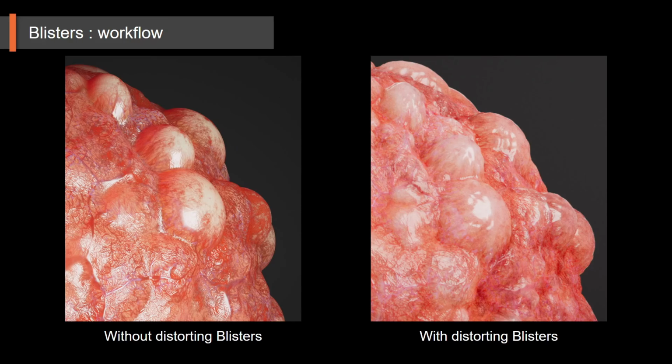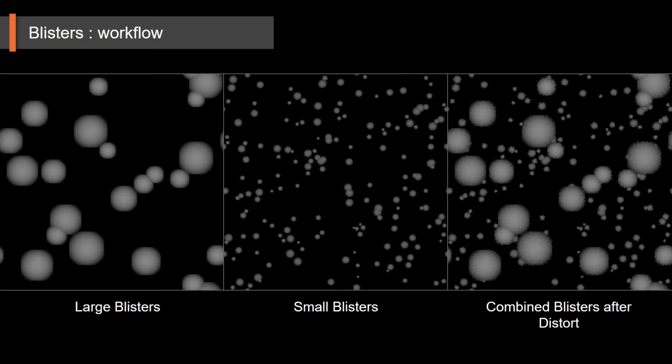And this is the comparison. Without distort, you can see it's very fine shaped, it's very smooth, but with distort, there will be some details like this. And this is the first scatter shapes, and this is the second scatter shapes. And then after I blended it, this is the result of distortion. So you can see some details at the edge.